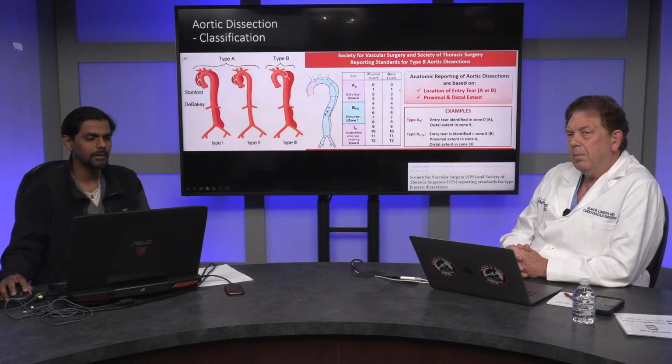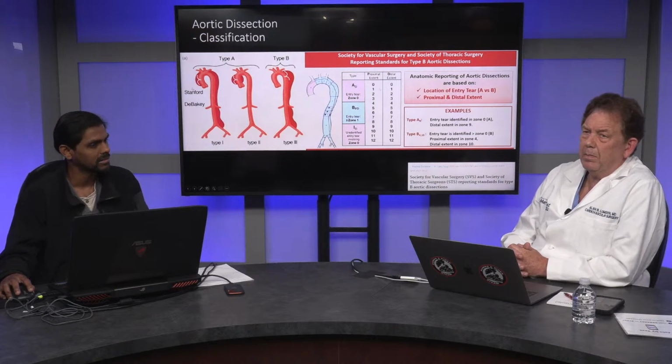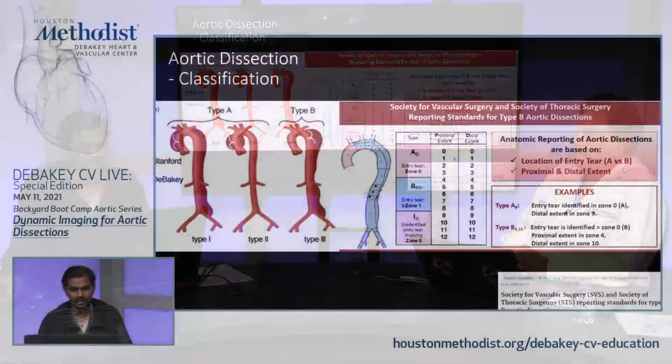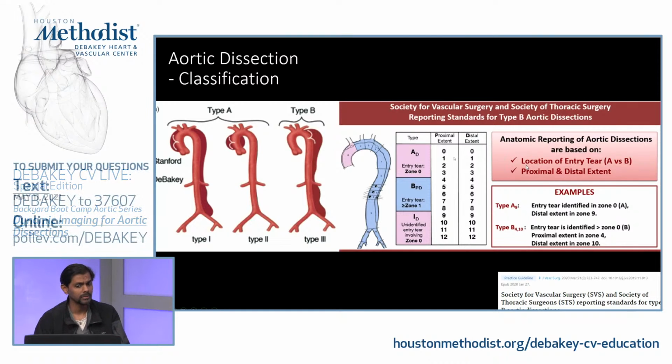There have been plenty of classification systems, starting from our own DeBakey and Stanford classifications, and now there is a recent classification. The reason I'm talking about this is that one of the most important things is to know the location of the entry tears and also all the fenestrations. That is so important to determine what type of treatment the patient is getting. In addition, having the right sizing will also help with identifying the right device.